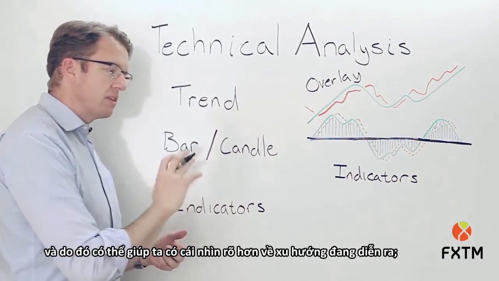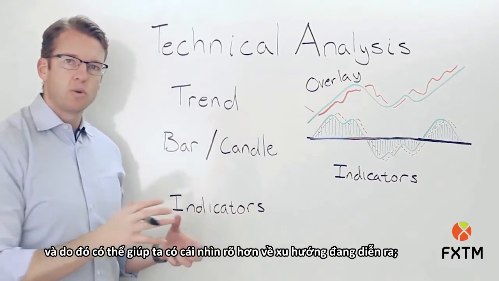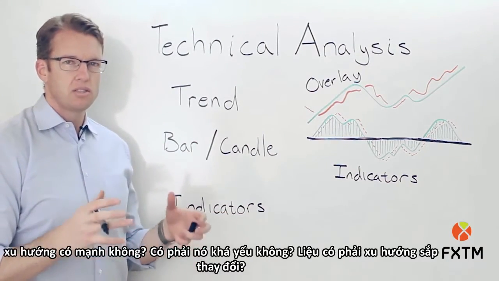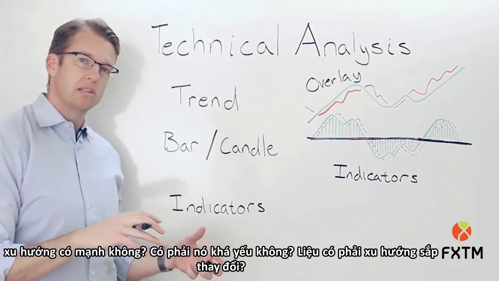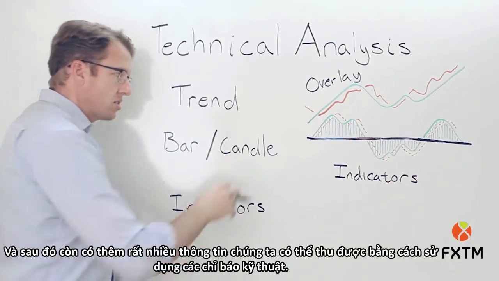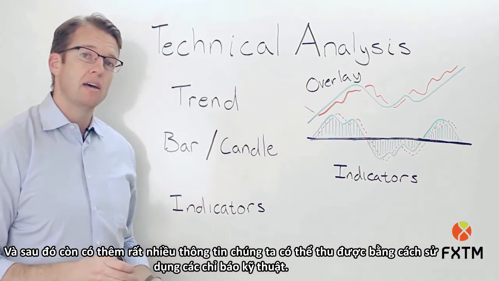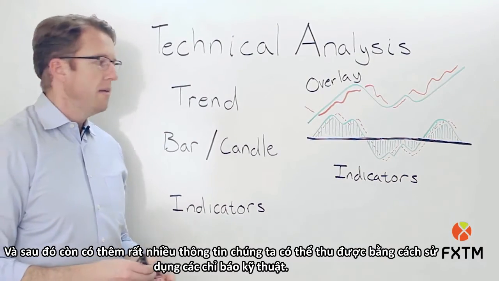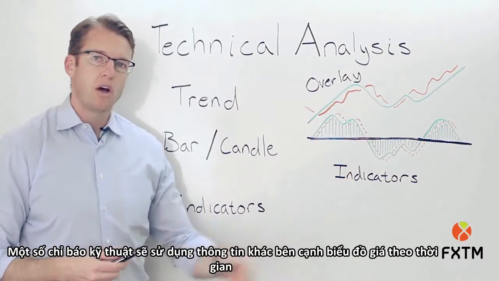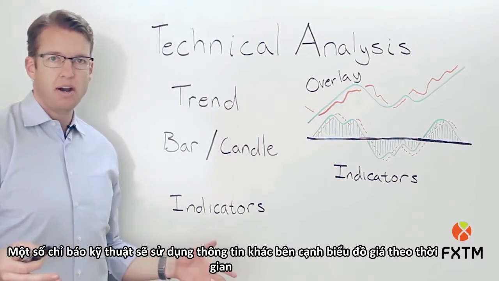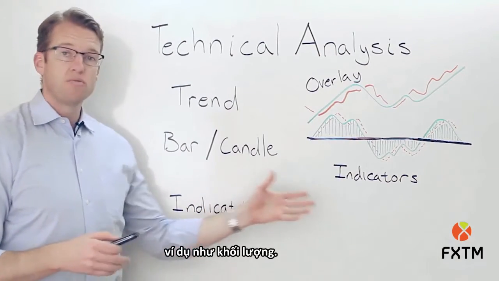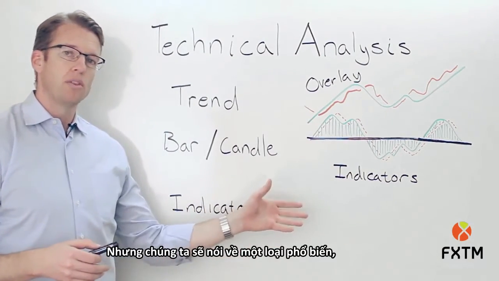And therefore, they can give us a little bit of additional insight into what's really going on with the trend. Is it strong? Is it relatively weak? Is it likely to change? And there's a lot of additional information that we can get by using a technical indicator. Now, some technical indicators will use other information besides just the price over time, such as volume, for example.